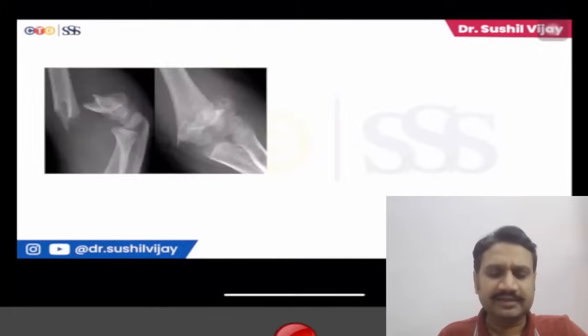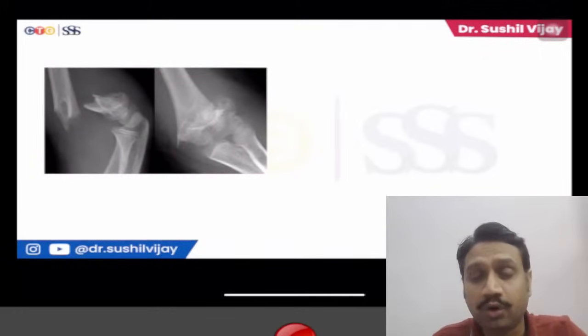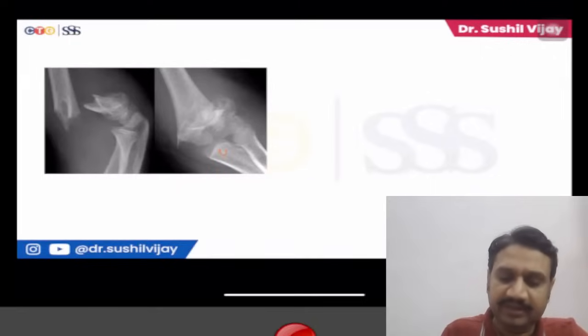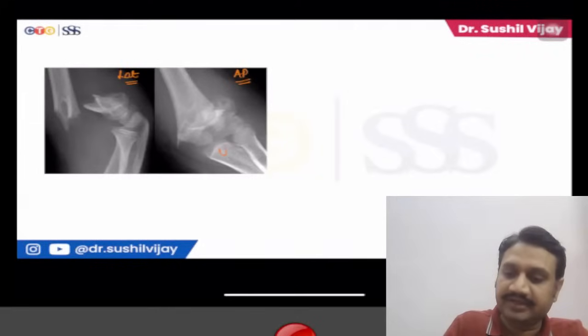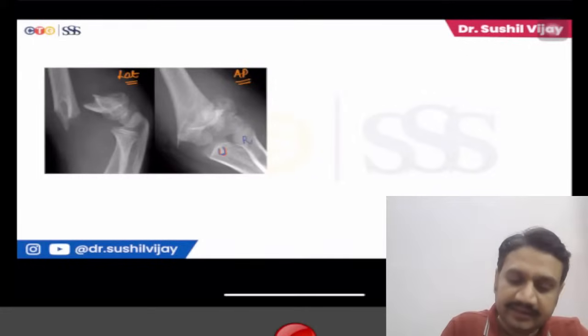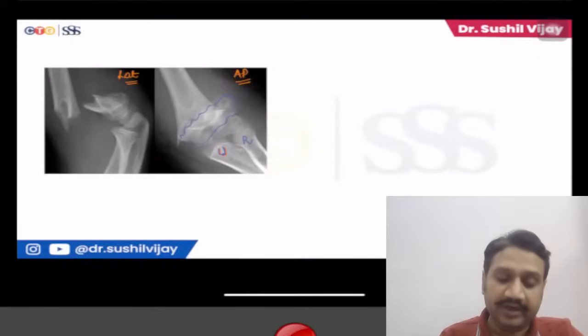Now this one you have already answered. Now this is a supracondylar fracture, and you are all expected to identify this injury very nicely. If I label this X-ray, this is the AP view and this is the lateral view of the elbow. Here we can appreciate that this is the ulna and this is the radius, and there is a fracture fragment of the lower end of the humerus. This is the supracondylar fracture.